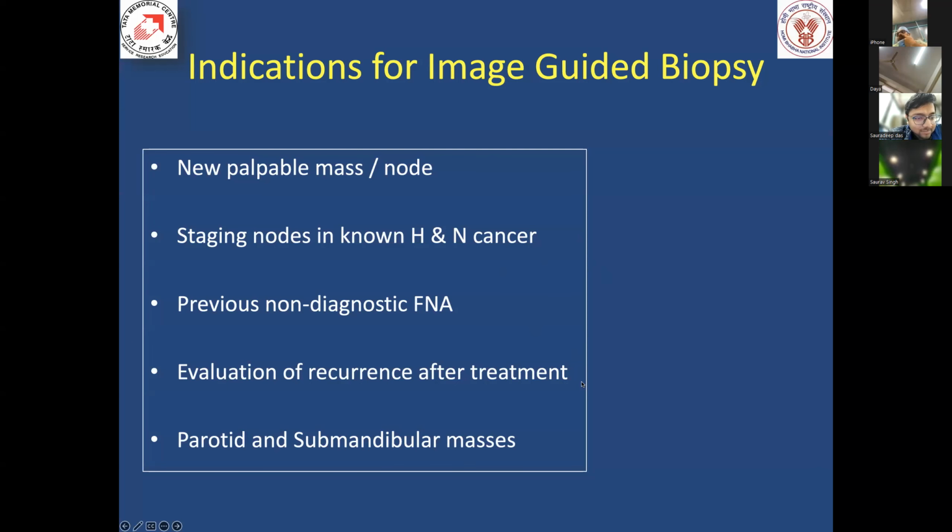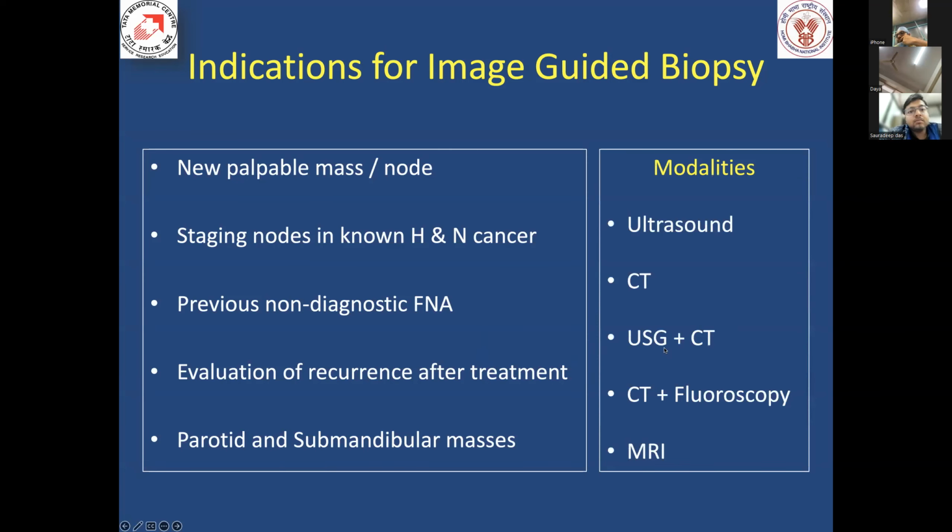Subsequently, after the completion of treatments, be it surgery or RT, if there is any recurrence, then again to confirm histopathologically, we do a biopsy. And parotid and submandibular masses are another region where we prefer to do biopsy over an FNAC.